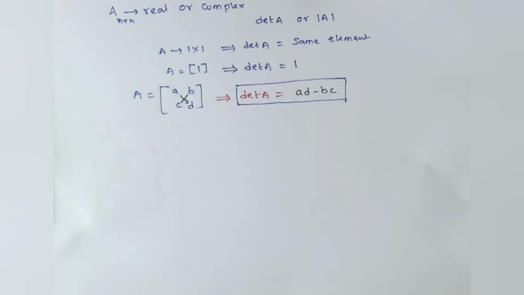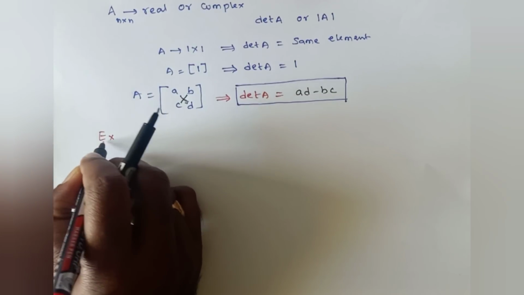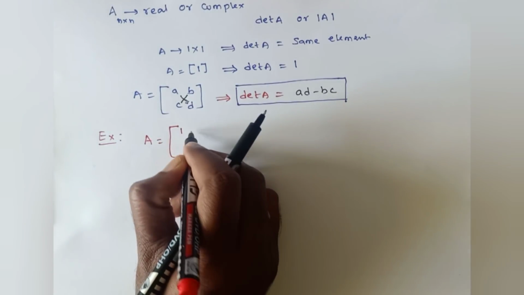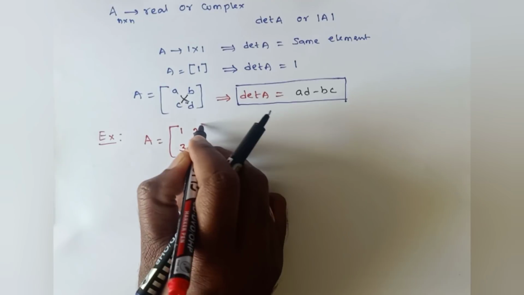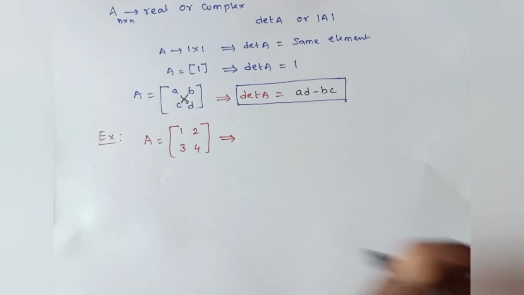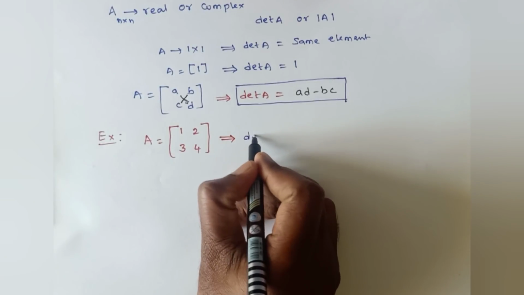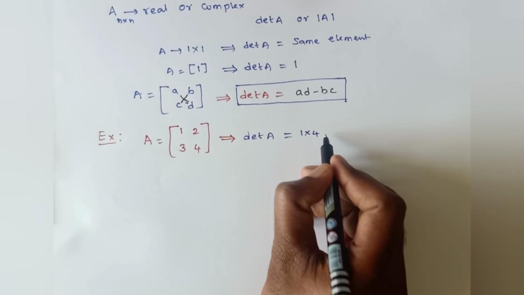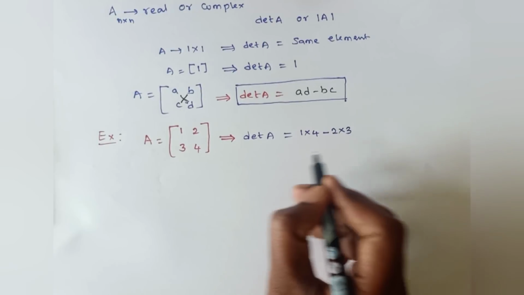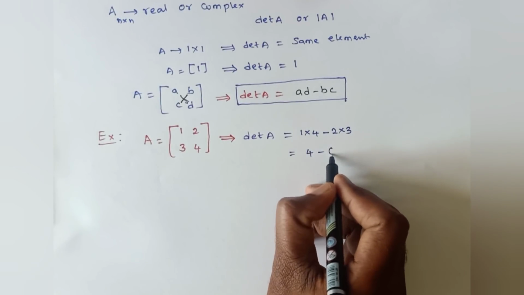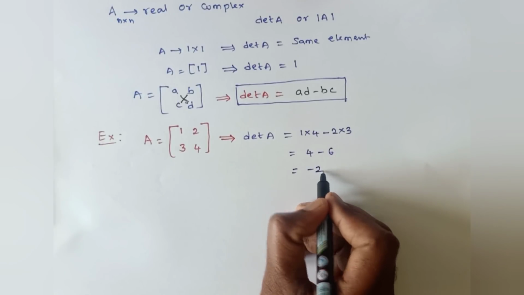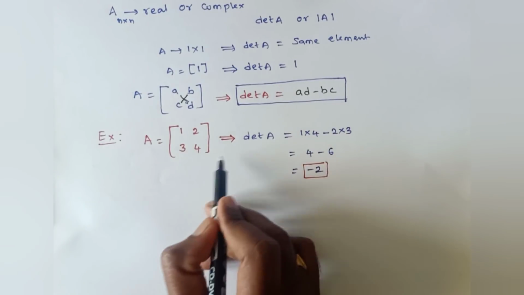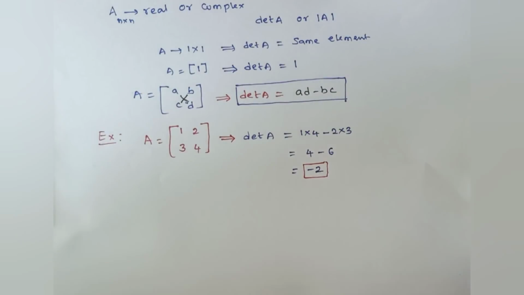For example, A equals the matrix with entries 1, 2, 3, 4. What is the determinant of this matrix? It is 1 into 4 minus 2 into 3. That is 4 minus 6, which is equal to minus 2. So the determinant of this 2 by 2 matrix with entries 1, 2, 3, 4 is minus 2.